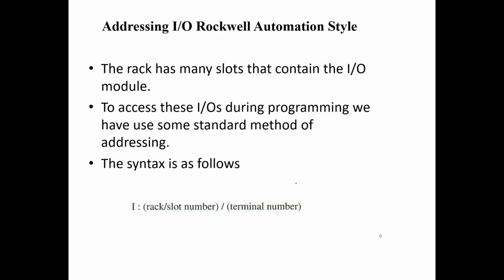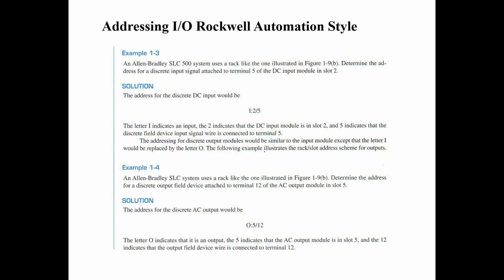So let's say, for example, you have something like I colon 1/1, meaning it is the first rack, and the input number on the card that is associated, terminal number 1, is the input you are referring to. So this is the example. Similar to input, for output also you have rack slash the terminal number.